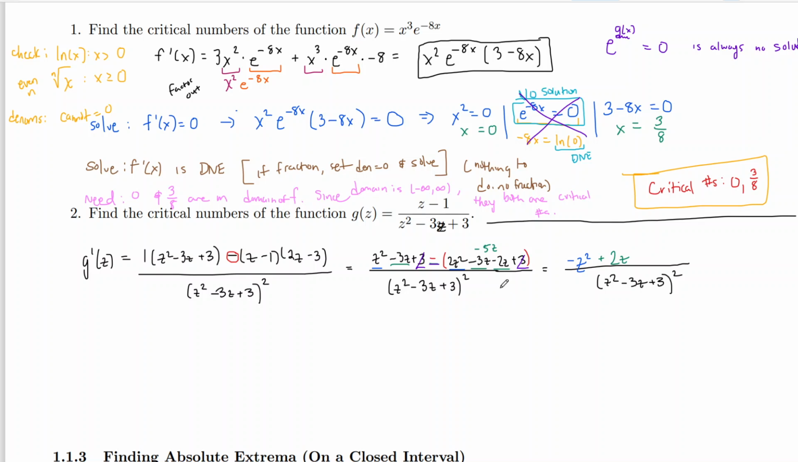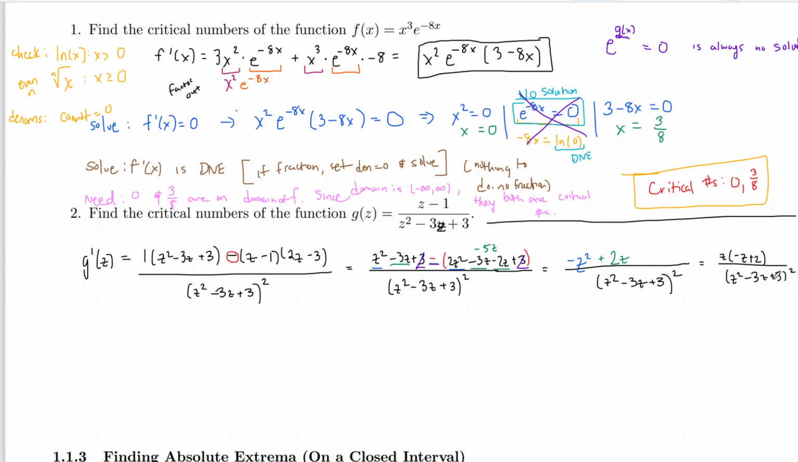All right. So are we done? Well, we're pretty much done, but we can do one thing to factor the numerator. And we know because this is a fraction, we're going to set the top equal to 0 and the bottom equal to 0 separately. So we're going to go ahead and factor the z out here. When you take a z out of the numerator, you get negative z plus 2. And then that's over the bottom, z squared minus 3z plus 3 squared.